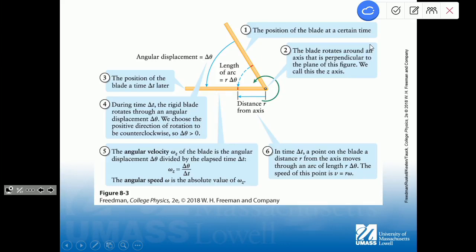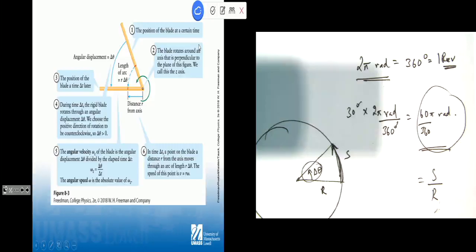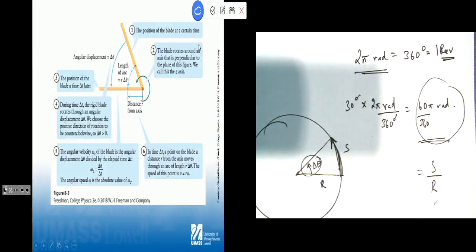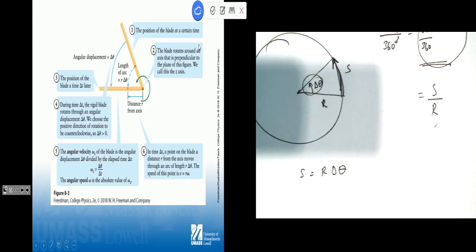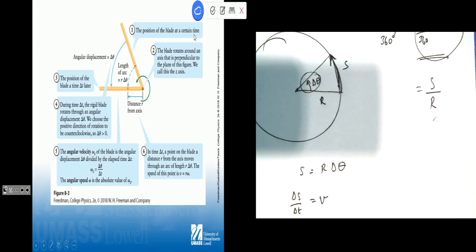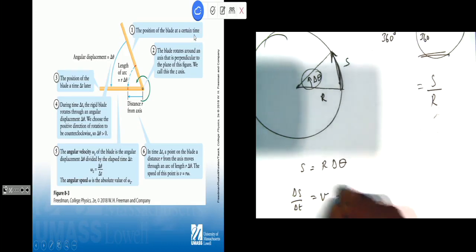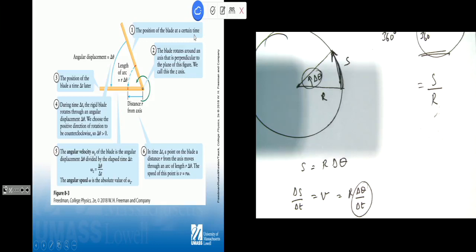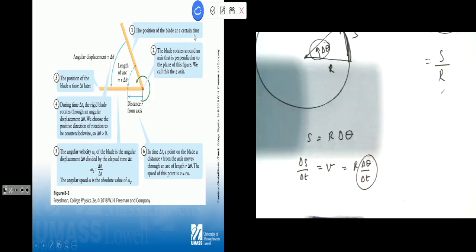Everyone with me so far? Right? So what we're saying is the displacement, this guy, S, is r times delta theta. So the rate of change of displacement, delta S over delta T, which I call V, the speed, is the rate of change of r delta theta. And this quantity is omega. So I can write V equals r omega.